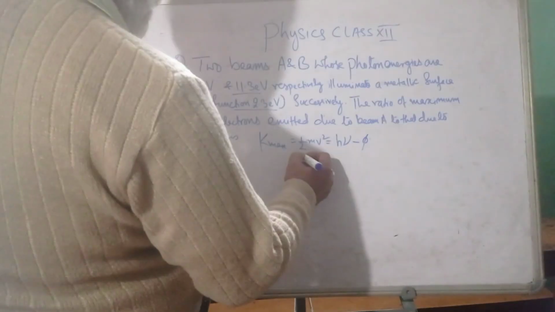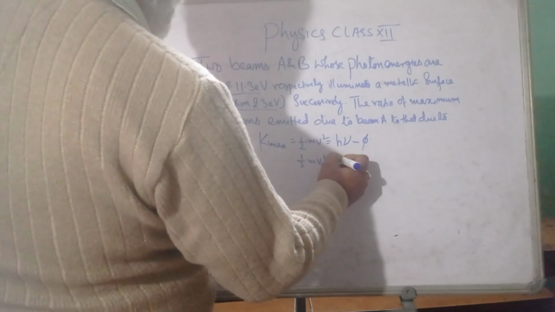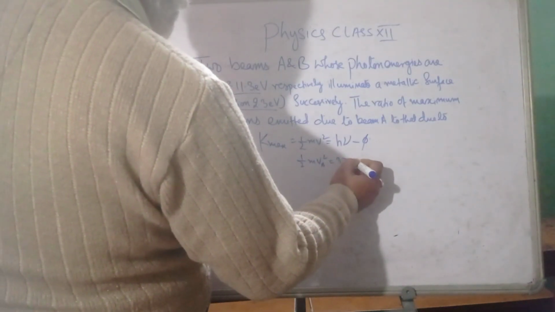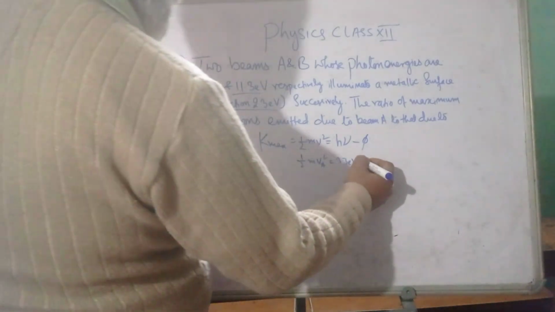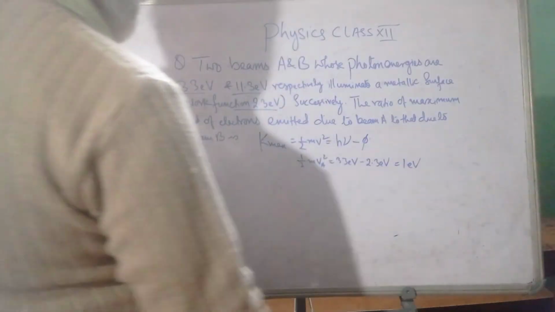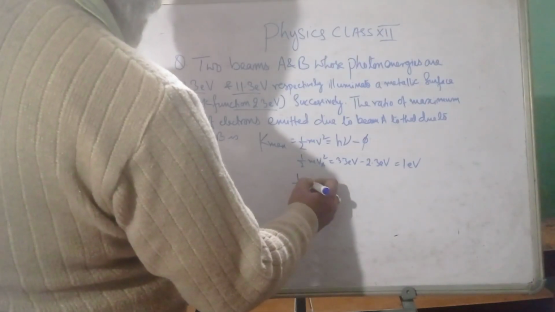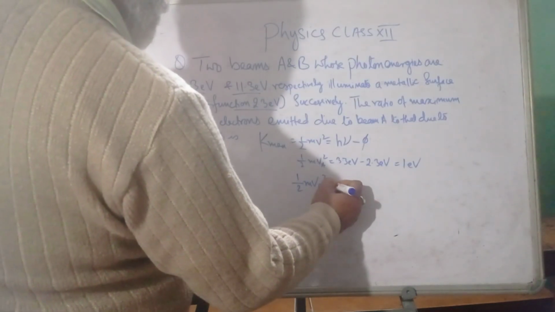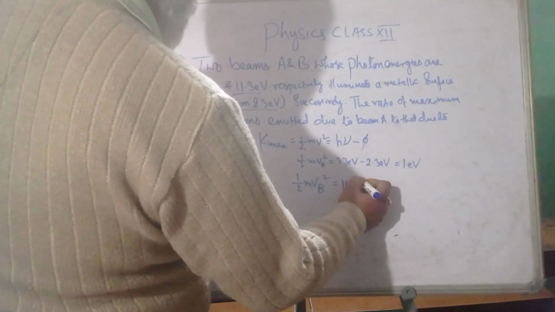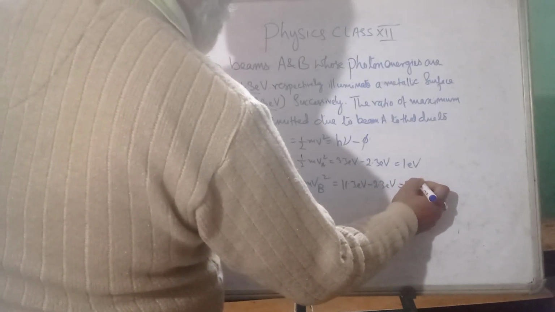So for A, this will be half mv_A square, that is your energy given as 3.3 electron volt, minus the work function 2.3 electron volt, so this will be 1 electron volt. And similarly for B, this will be half mv_B square, that is equal to, here the energy is given as 11.3 electron volt, minus work function 2.3 electron volt, so this comes out to be 9 electron volt.